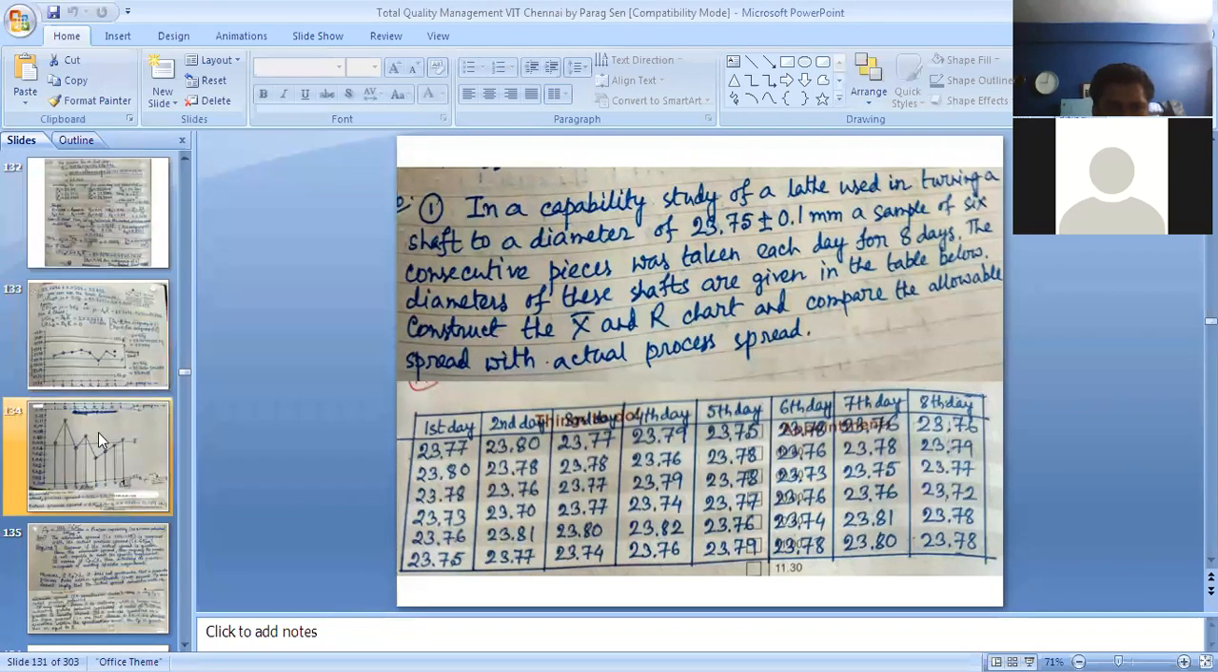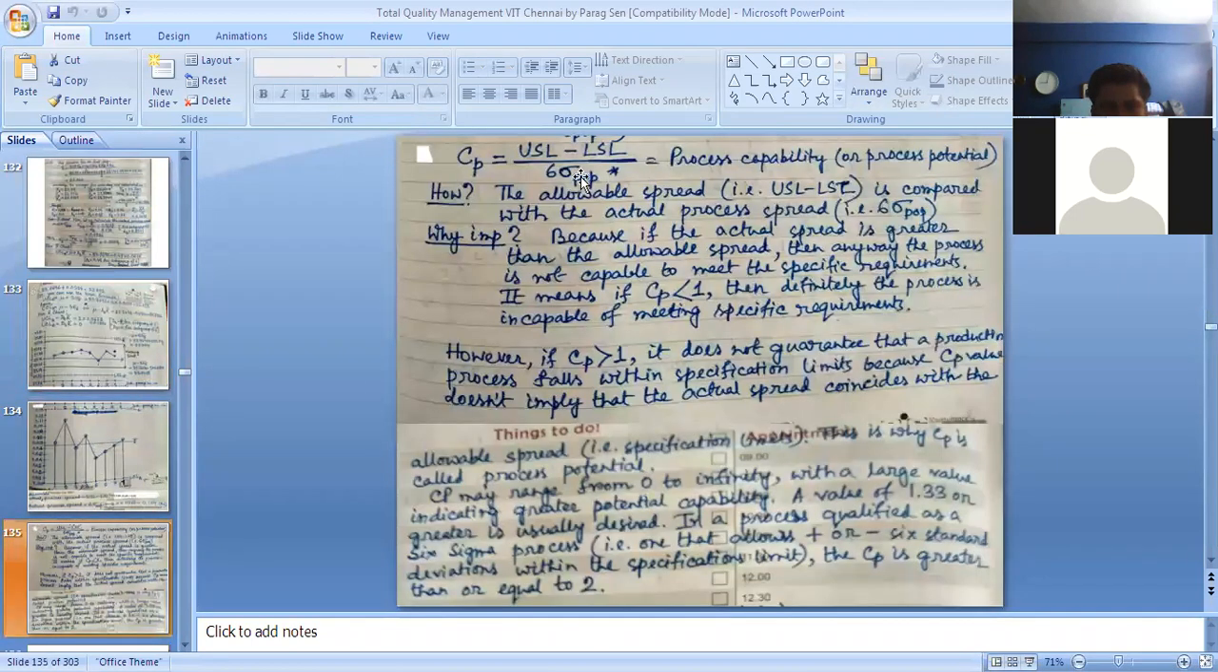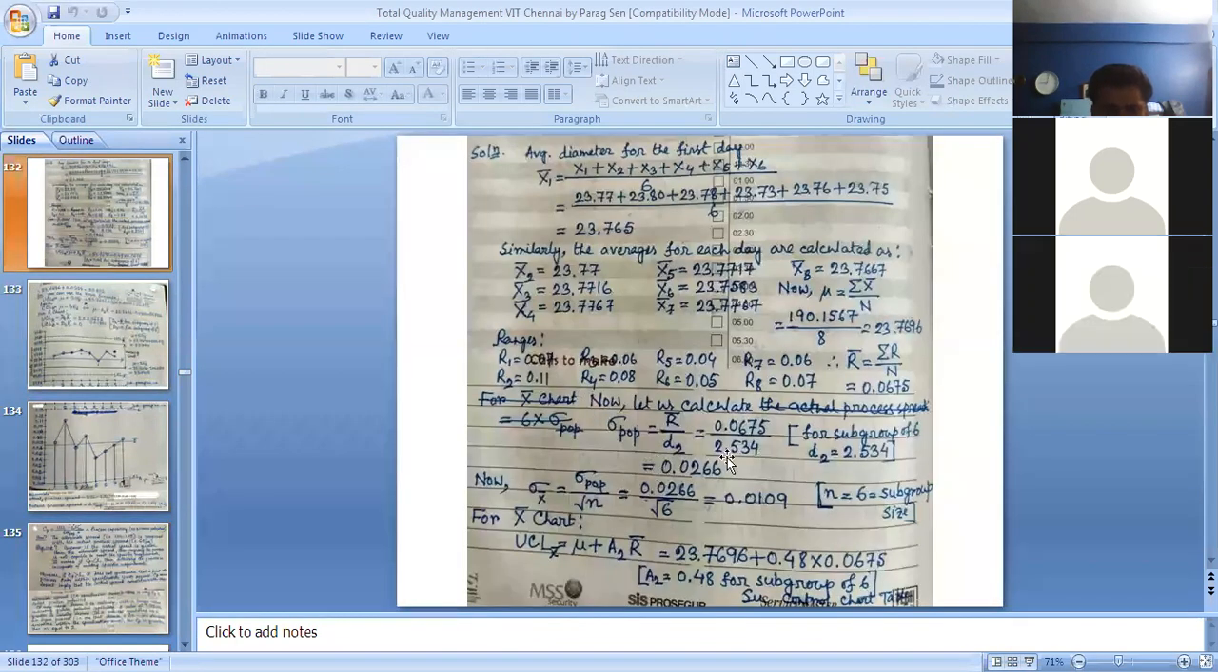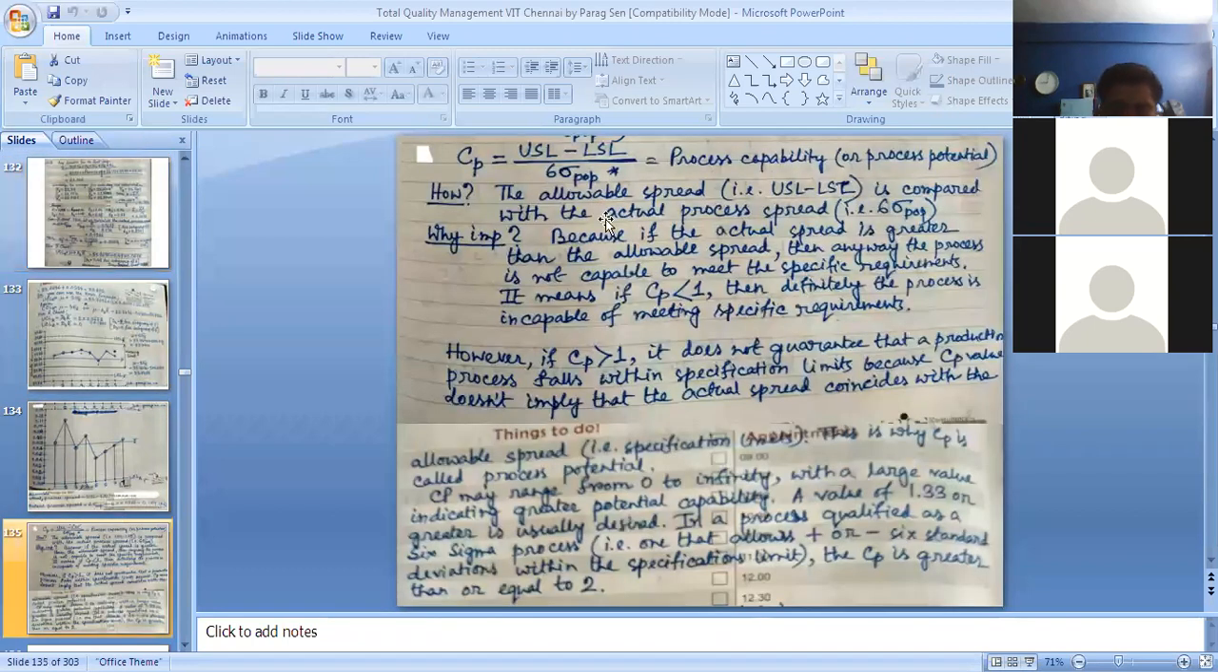And what is the process spread? Process spread is given by 6 into sigma population, and you have earlier calculated it. You can put the value of sigma population here, and you can find out the value of Cp. This ratio is the process capability, and you compare which one is greater: is your process spread greater, or is the allowable spread greater?